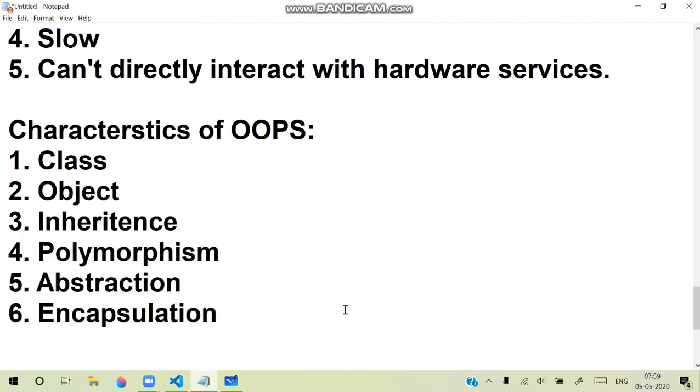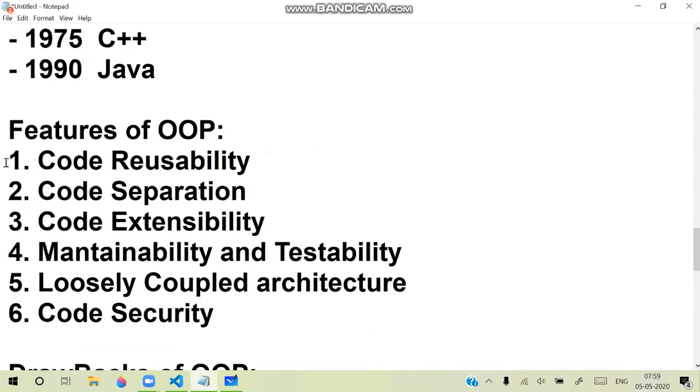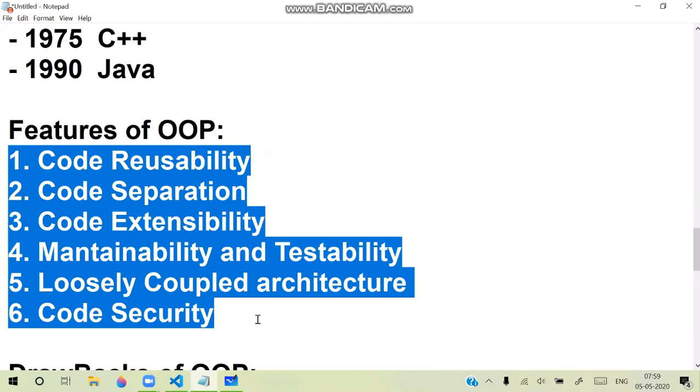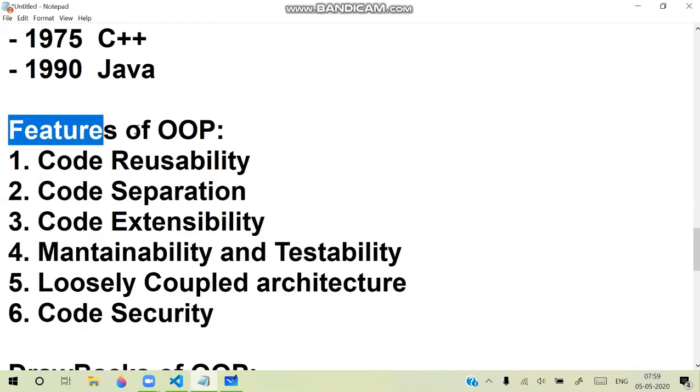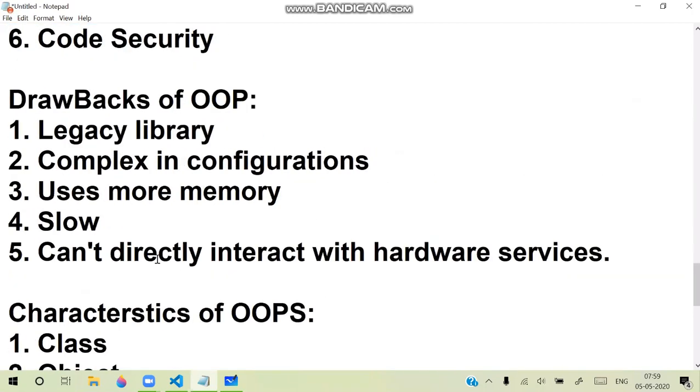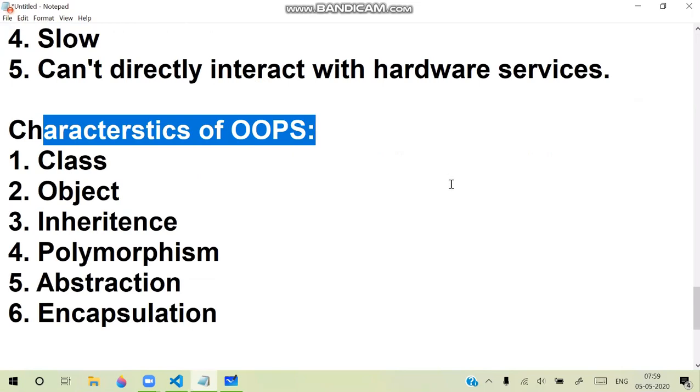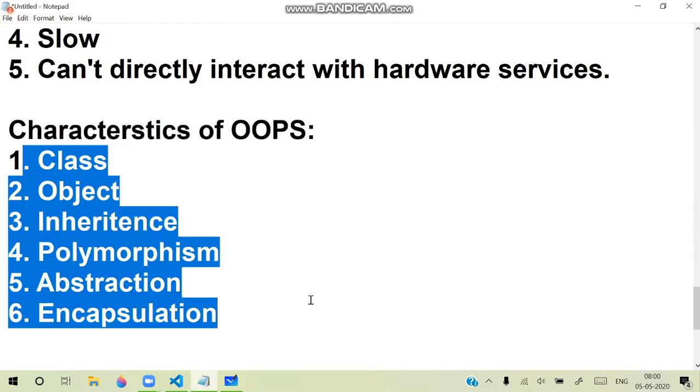Learning object-oriented programming is all about learning the characteristics of OOPS. Once you know how to implement these characteristics into OOPS, then obviously you are going to achieve these features: code reusability, separation, extensibility. These you must call features, and those you must call characteristics. TypeScript is a complete object-oriented programming language that supports all these characteristics. JavaScript has issues in that.